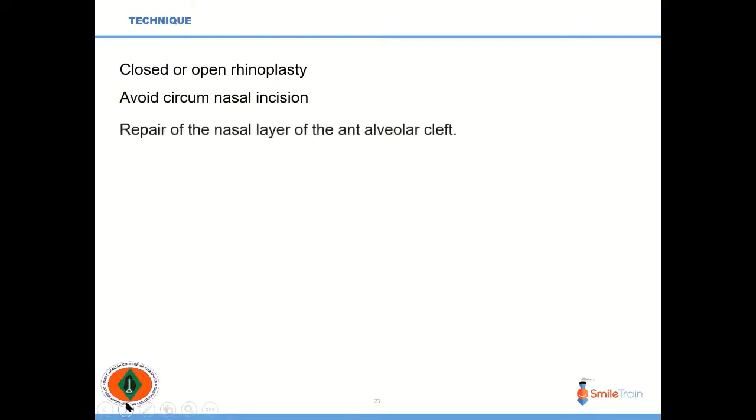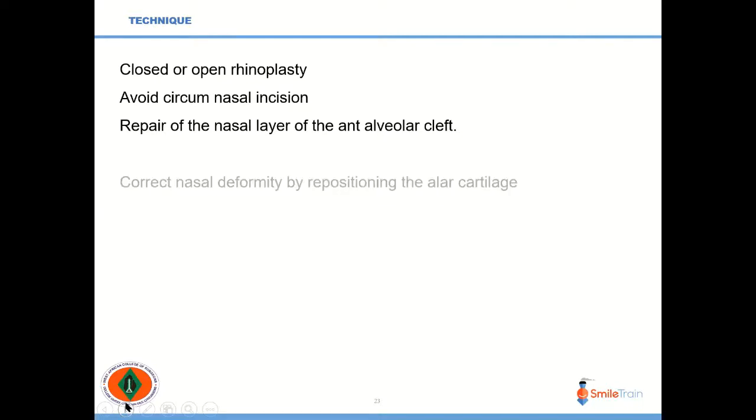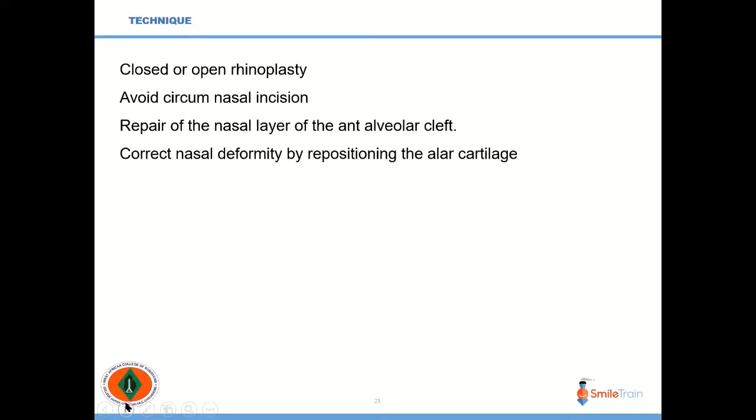You need to form the median tubercle and the central, the long arms around the ala, and don't forget to repair the anterior alveolar cleft area under the nose so that food particles will not flow into the nose as the patient eats. You need to correct the nasal deformity by repositioning the alar cartilages.